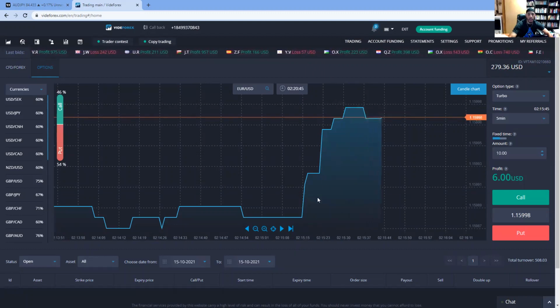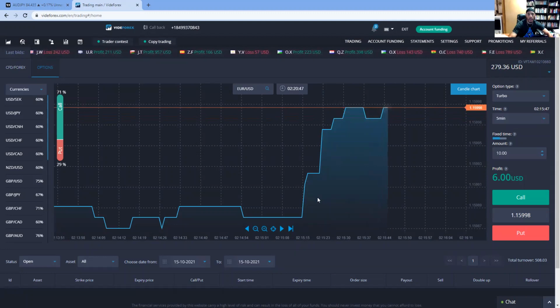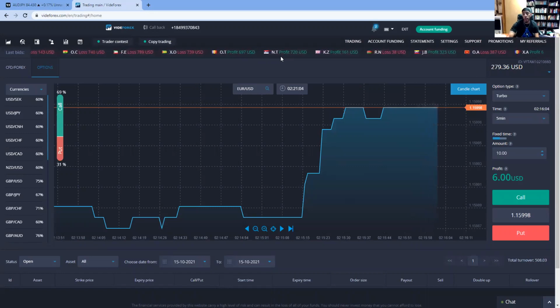Not 5%, I'm sorry, 3% of 279 is roughly $8. And then 2% is roughly $5. So we can risk anywhere from $5 to $8 typically. When it comes to me, just because I don't know if I'm gonna have to roll over or not, I risk 2%. So we're just gonna go with 5.